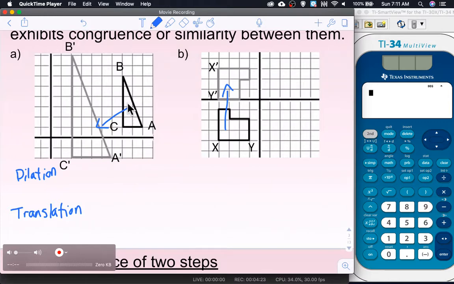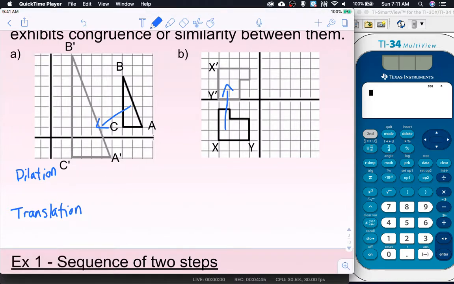So dilation, how? Well, this side is 2 boxes long. I'm using this side because it's easy to count. I'm not going to pick this side because I'd have to do the Pythagorean Theorem to figure out how big it is. But I can figure this: this is 2. On the new one, it's 4. How many times bigger is that? Well, that would be 2 times bigger, 2 times 2 is 4. So it's a dilation with scale factor of 2. It's 2 times bigger.